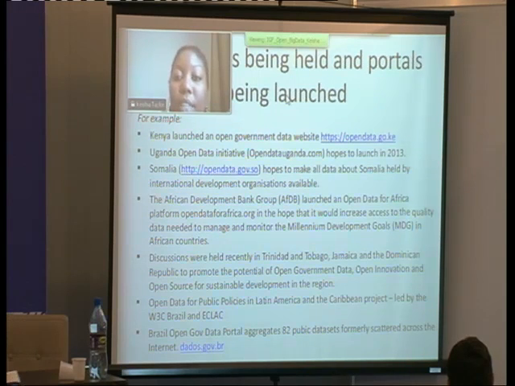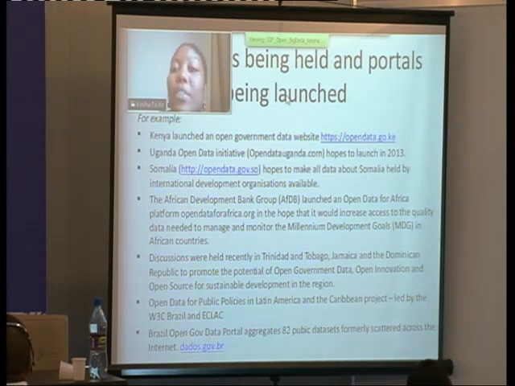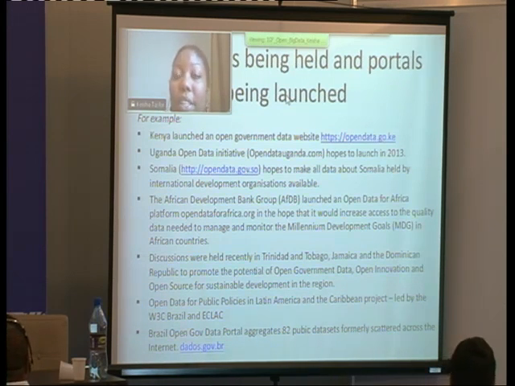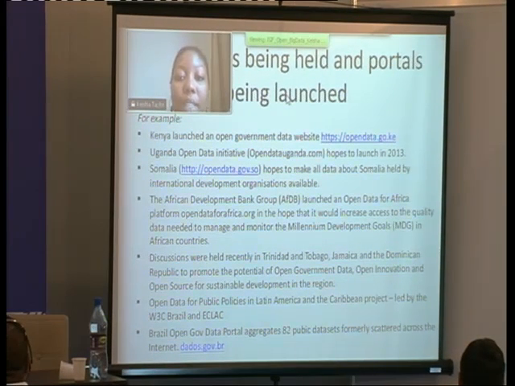Discussions were recently held in Trinidad and Tobago, Jamaica, and the Dominican Republic to promote open government data and open source for sustainable development. And I have others listed here, Open Data for Public Policies Initiative for Latin America and the Caribbean, and in Brazil, Open Government Data Portal was recently released as well. So these have really taken off in numerous countries, and not just portals, but also initiatives, and exploratory in nature, some of them. But they really must focus in on not just the data, but how it could be reused and how it could be linked to many different issues related to sustainable development.